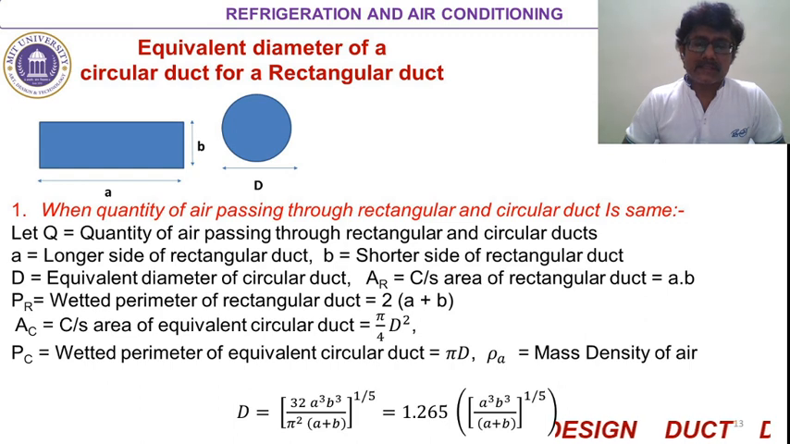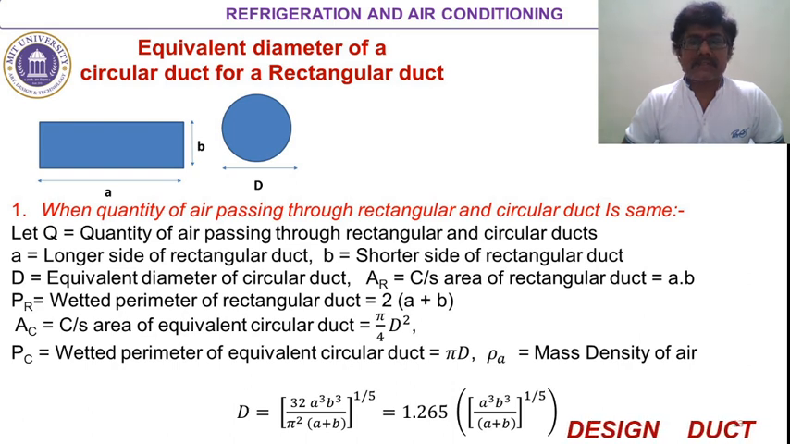I will intentionally skip some of the steps of the derivation here. I insist that all of you go through any book on refrigeration and air conditioning for the derivation, to get the equation for the equivalent diameter of the duct, provided the discharge or the quantity of air passing through the rectangular and circular duct is the same.